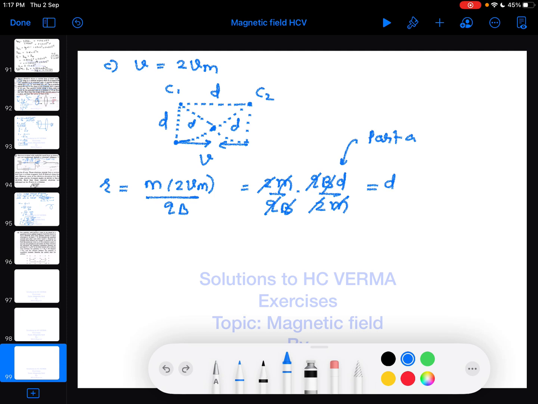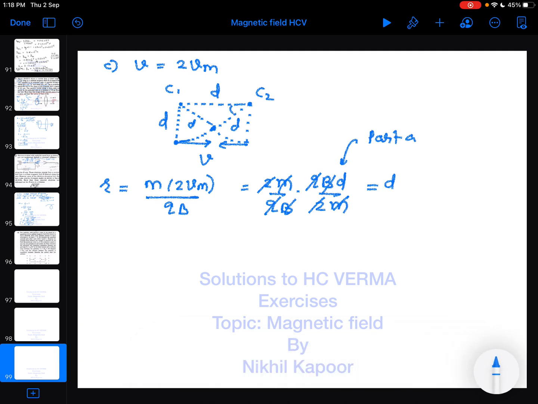Now as we can say, this is d, so obviously this triangle is an equilateral triangle, and this angle is 60 degrees.